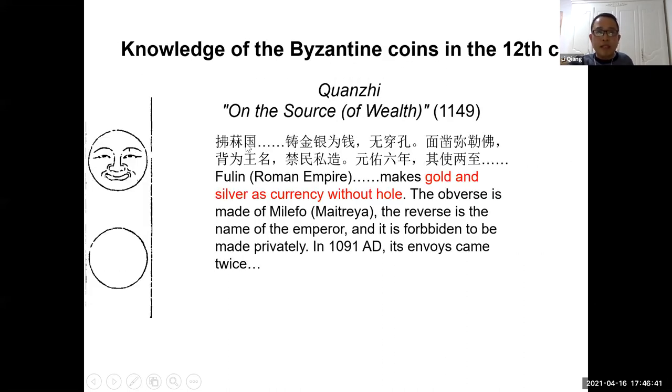And for Fulin, you can see Fulin makes gold and silver as currency without a hole. The obverse is made of millefleur. The reverse is the name of the emperor, and it is forbidden to be made privately. In 1091, its envoys came twice. So look, this is the image of the coin described by the Chinese source about Fulin. So it's not right. It's really not right. This really was imagination.